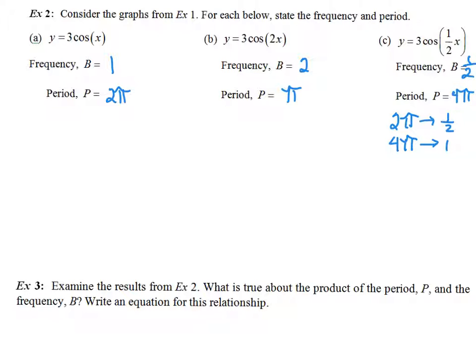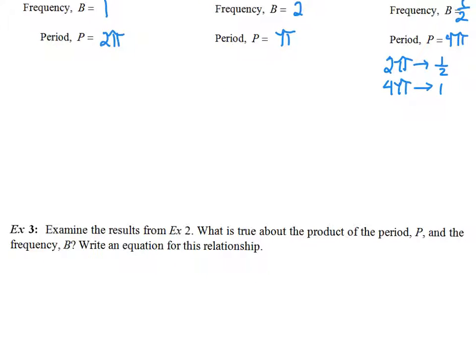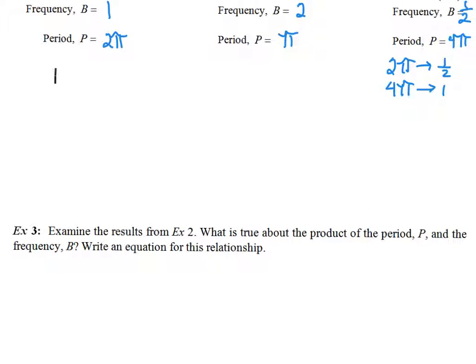Now, in example number 3, we're going to see how these results then tell us how the period and the frequency are related to each other. So if I take a look at the examples that we just filled in, I know you're going to be flipping back and forth between page 15 and page 16, but you'll notice that for the black graph, when I multiply B times P, I have 1 times 2 pi, and that gives me an answer of 2 pi.